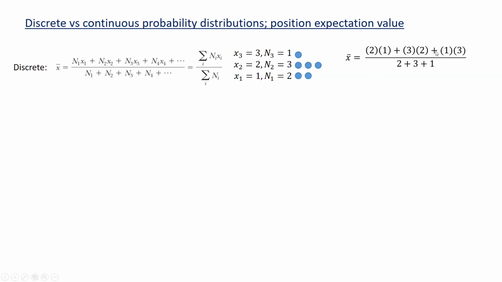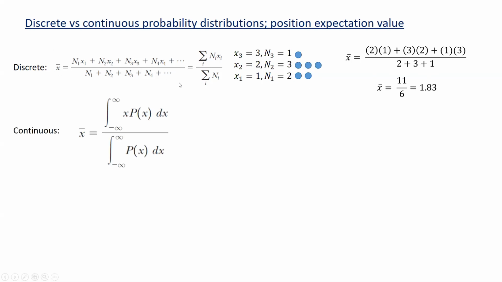So that'd be 2 plus 6 plus 3, or 11, over 2 plus 3 plus 1, which is 6. 11 over 6, or 1.83. Okay? So that's how we would find the expected value for a discrete set of measurements. In terms of continuous, we generalize it by replacing, as we do in calculus, a sum, like this sum here and this sum here, by an integral.